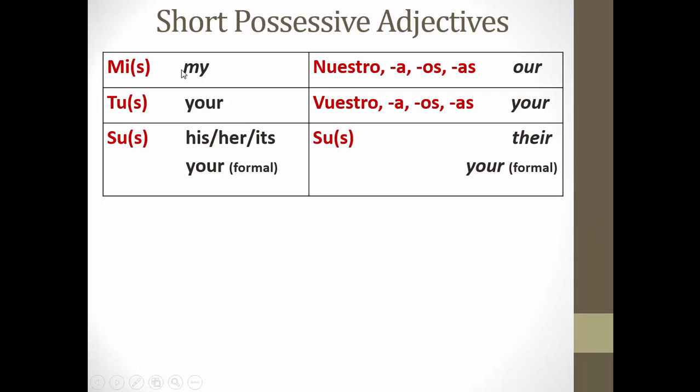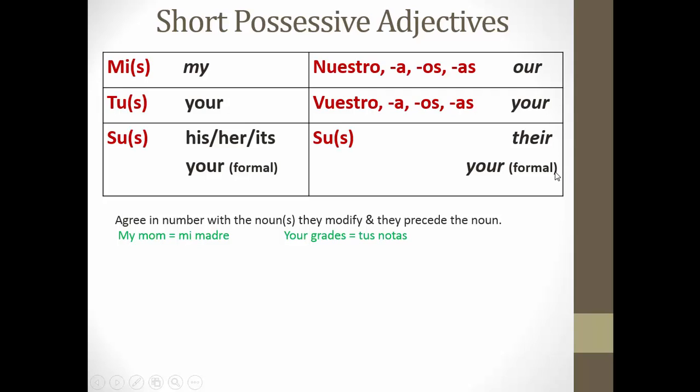Mi or mis means my. Tu or tus means your. Su or sus means his, her, its, or your formal. Nuestro, nuestra, nuestros, or nuestras means our. Vuestro, vuestra, vuestros, or vuestras means your, plural, in Spain only. And su or sus means their or your.